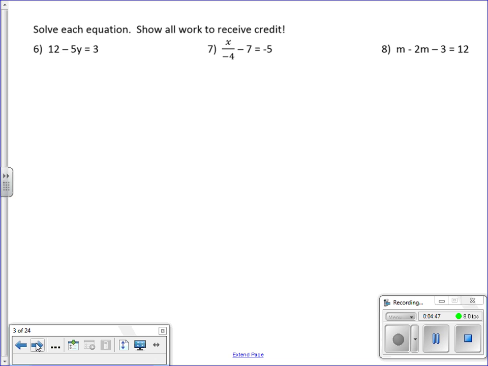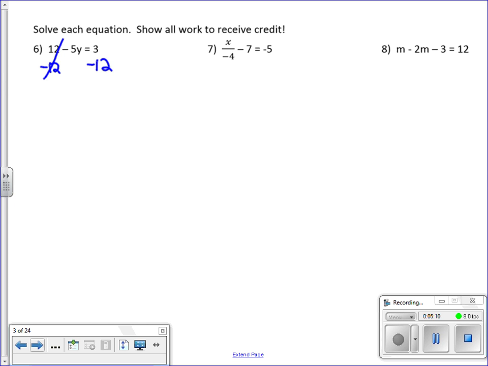Okay, here I'm actually solving my equations now, and I have to show all of my work. Remember, just to get full credit, I need to make sure I'm showing all of my work. So on number 6, I'm going to get rid of the 12 first. These are just two-step equations. Remember, we're getting rid of whatever's alone first. This is a positive 12, so I'm going to minus 12 from both sides of my equation.